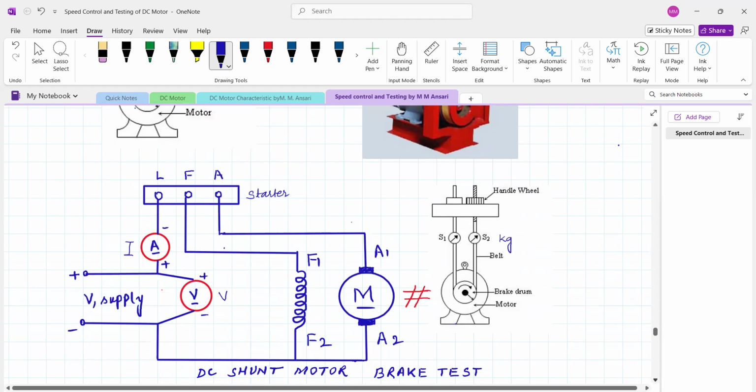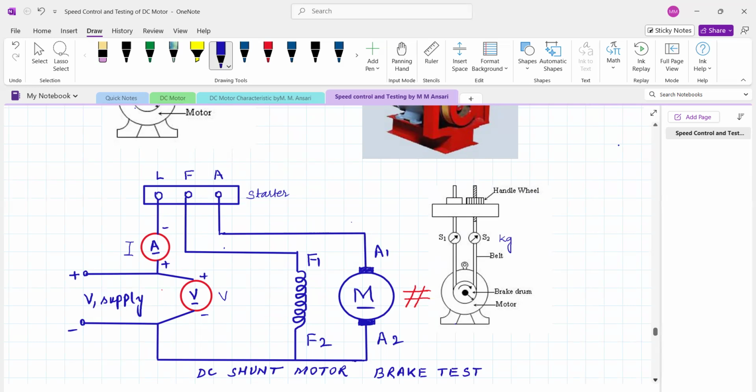So this is the starter where L is connected to the line through the ammeter, which will measure the current drawn by motor, the DC ammeter. The voltage across motor or the voltage applied to the motor is V. Now F point is connected to the field winding and A is connected to the armature. So this is the DC shunt motor.